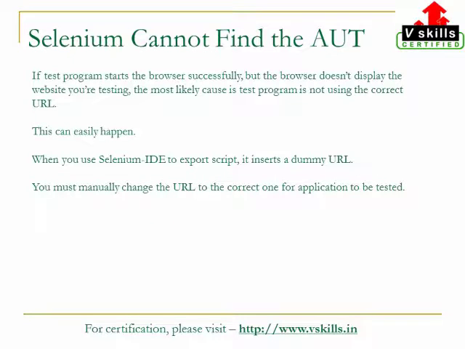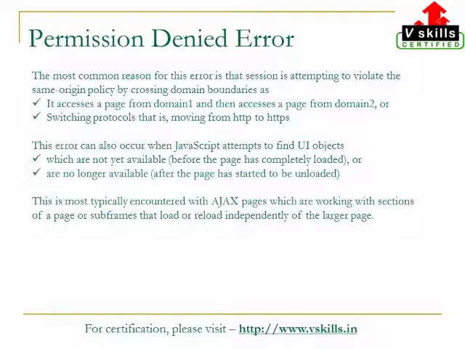Selenium cannot find the AUT. If your test program starts the browser successfully, but the browser doesn't display the website you're testing, the most likely cause is that your test program is not using the correct URL. This can easily happen when you use Selenium IDE to export a script, because it inserts a dummy URL. You must manually change the URL to the correct one for the application to be tested.